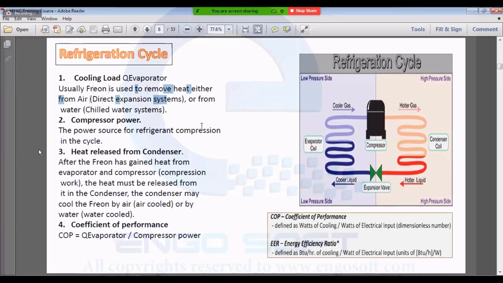So a DX system, or direct expansion system, cools air directly through the Freon. So they are called direct expansion systems. While in chilled water systems, the Freon is cooling the water, and the water is used to cool the air. You understand this part?